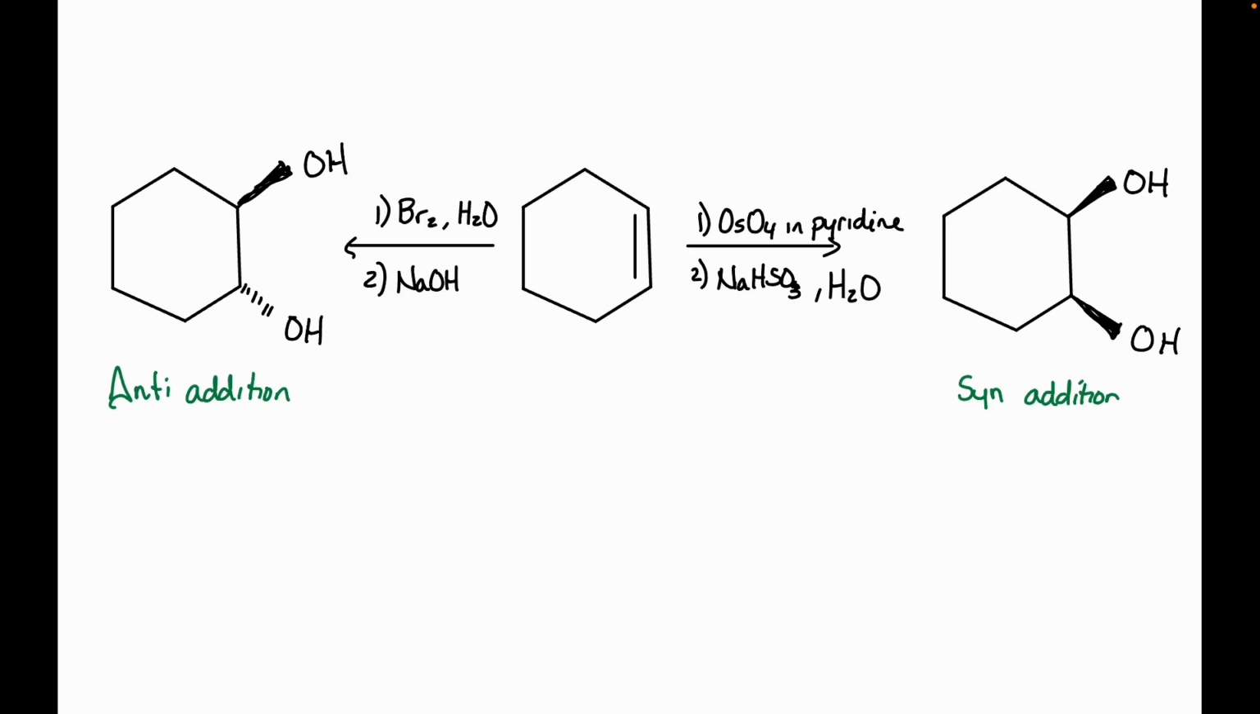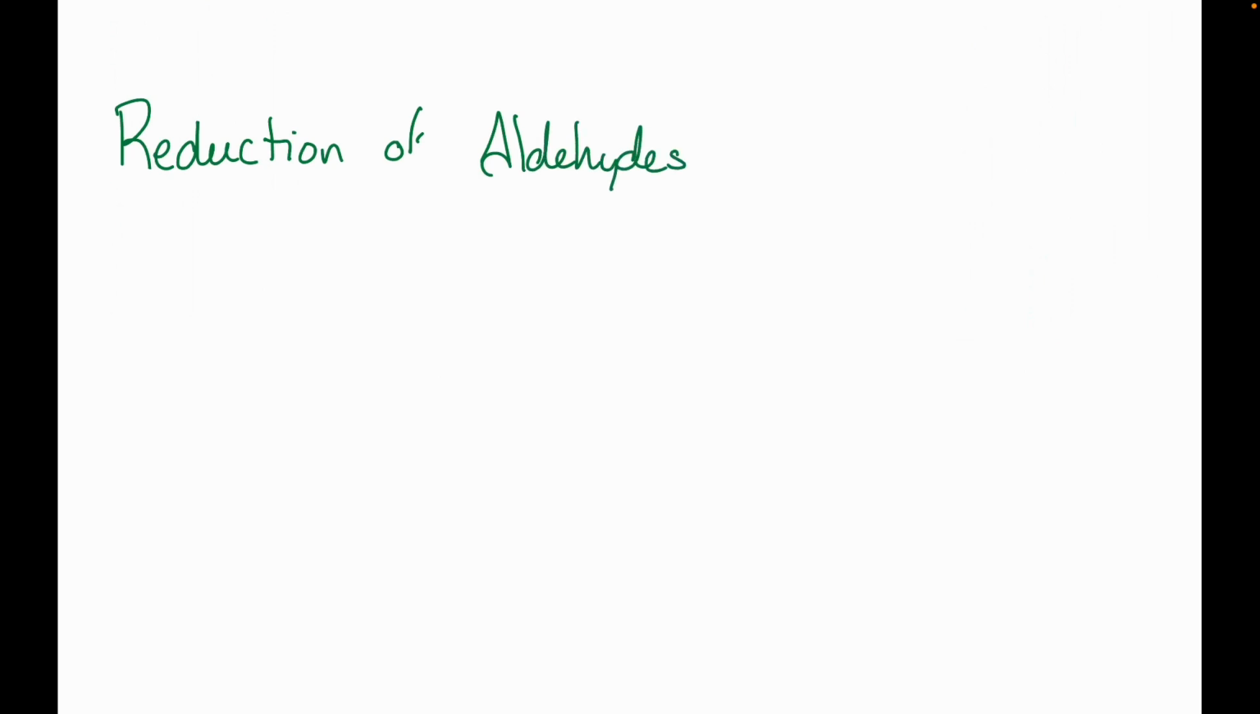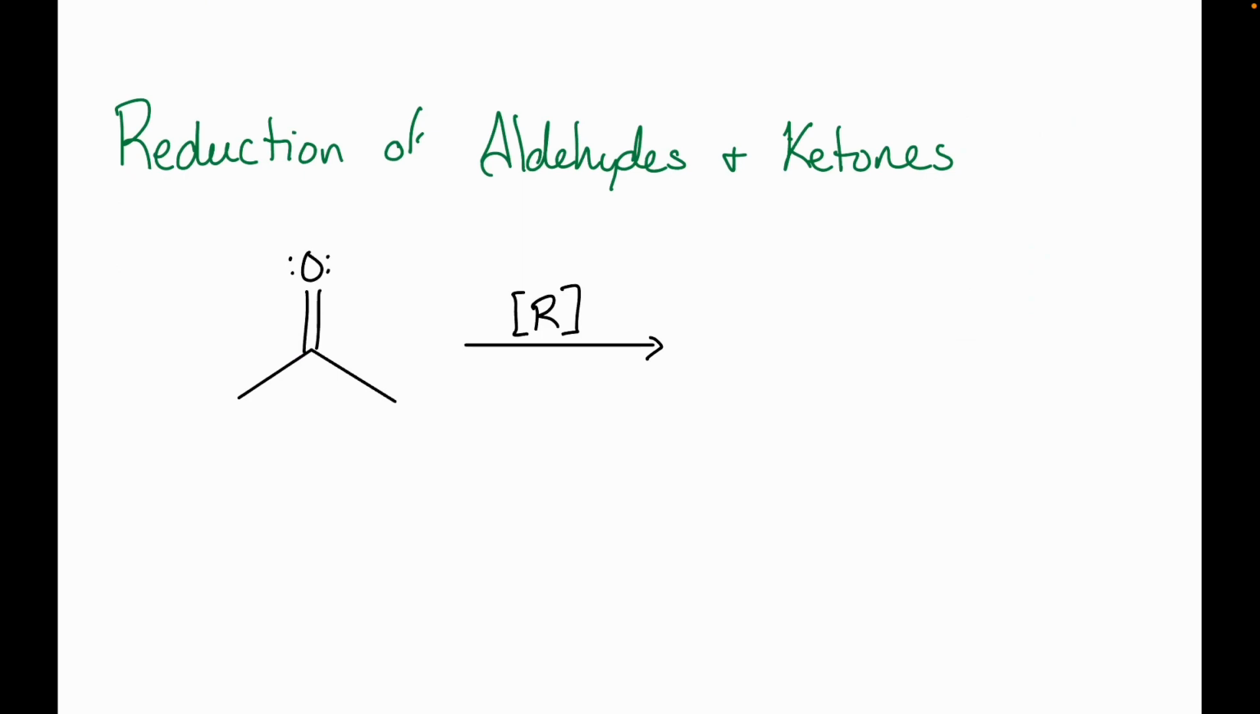Another good starting point for preparing alcohols are aldehydes or ketones and what are called reduction reactions. So, reduction of aldehydes and ketones. If we take an aldehyde or ketone, let's just pick something simple like acetone, we can reduce it, which remember is the opposite of oxidizing, so creating fewer carbon-oxygen bonds. You'll sometimes see this as just an R meaning reduction. We'll talk about specific reagents in a second. But this would convert this ketone into an alcohol.